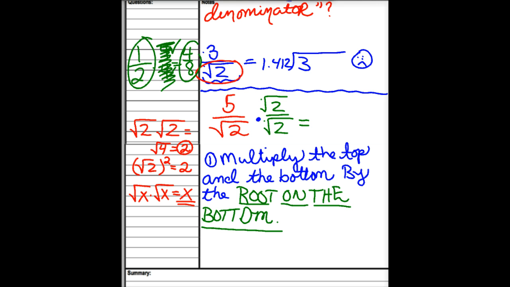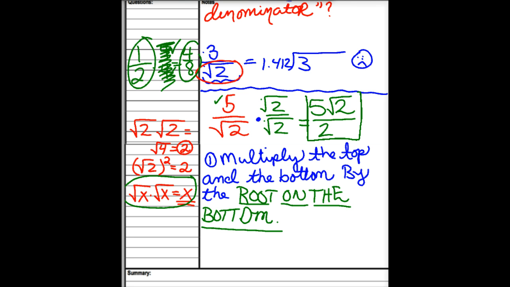On the top, I get the 5 times root 2. I can't multiply them because one's out and one's in. On the bottom, what I get is root 2 times root 2, which is 2. And you might say, no, it's root 4. Well, that's 2. Anytime you multiply a root times the same root, you just get that number back.